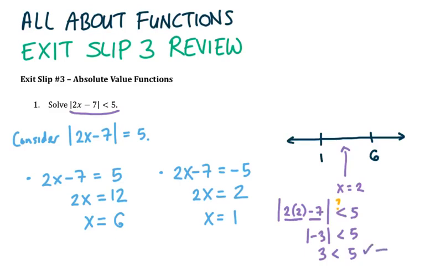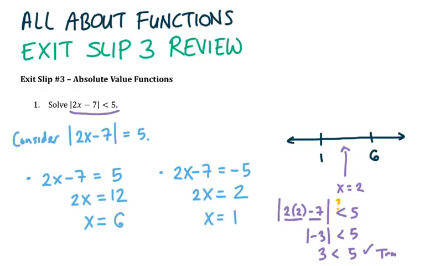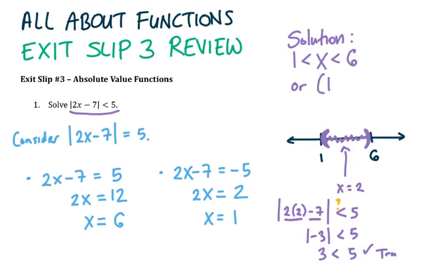Yes, that's true. So what that means is that the values in between 1 and 6, but not including, because it's a strictly less than, are all going to be values that satisfy the absolute value inequality. So our solution can be expressed either as an interval or using inequalities. I could say all x between but not including 1 and 6 are good, or I could say the open interval from 1 to 6.